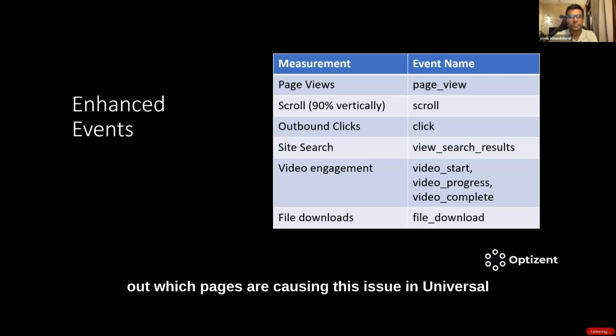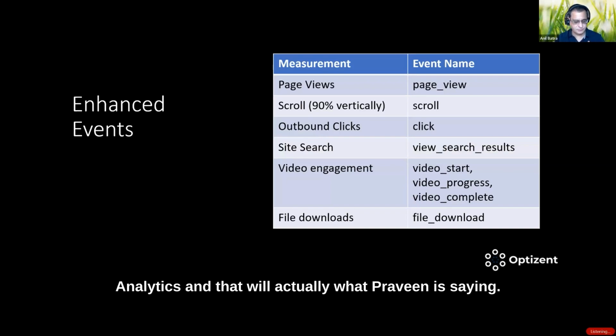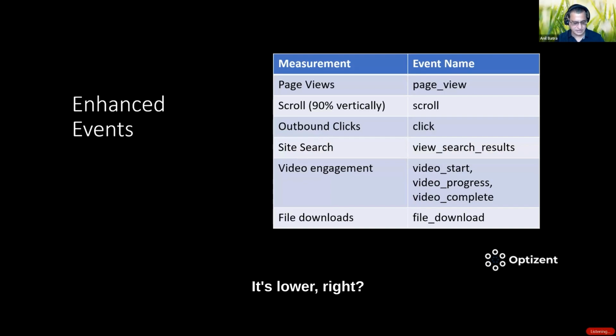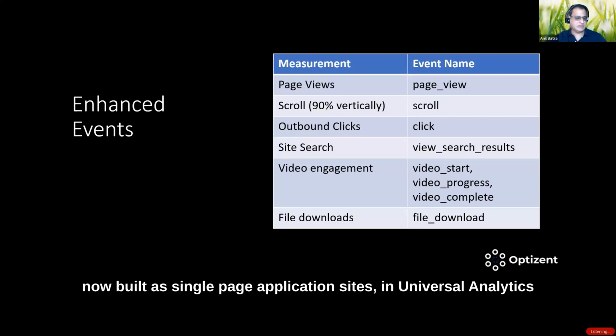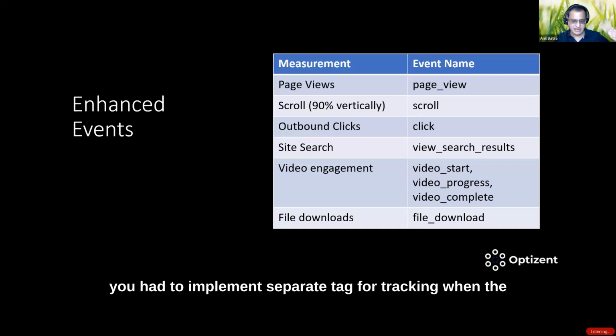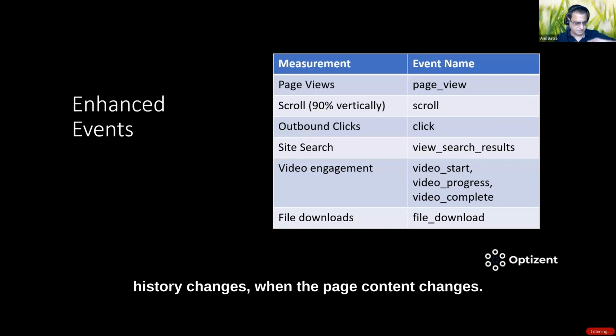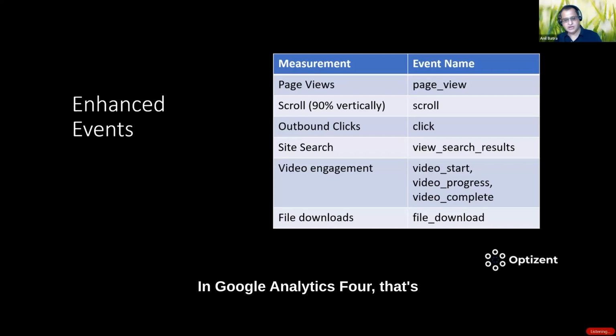In Universal Analytics, and what Praveen is saying is it's lower, right, in GA4? Yeah. Okay. It can go either way, lower or higher. Let's say most of the new sites are now built as single page application sites. In Universal Analytics, you had to implement a separate tag for tracking when the history changes, when the page content changes. In Google Analytics 4, that's done automatically for you. So there will be some differences there depending on how the pages are loading.